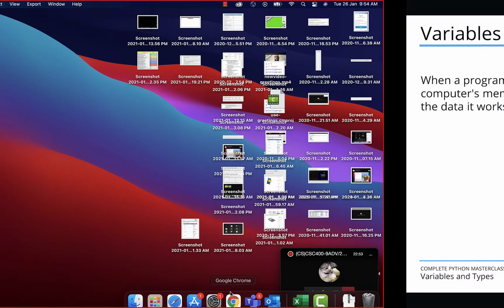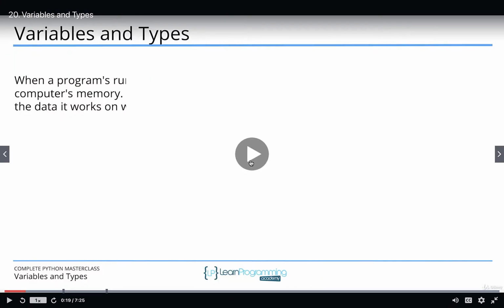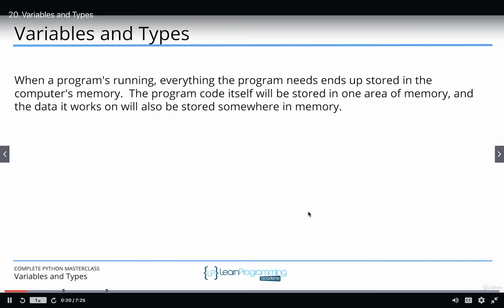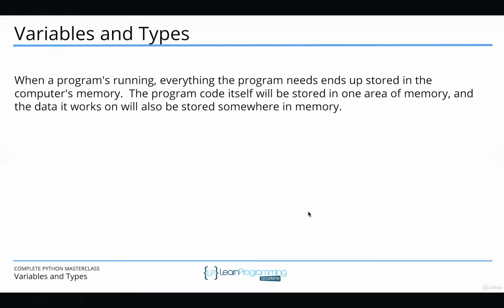Okay, so let's start the first video, which is called variables and types. When a program's running, everything the program needs ends up stored in the computer's memory. The program code itself will be stored in one area of memory, and the data it works on will also be stored somewhere in memory.